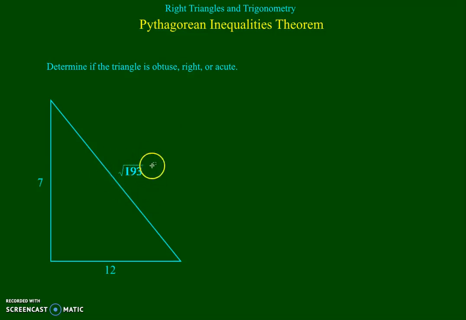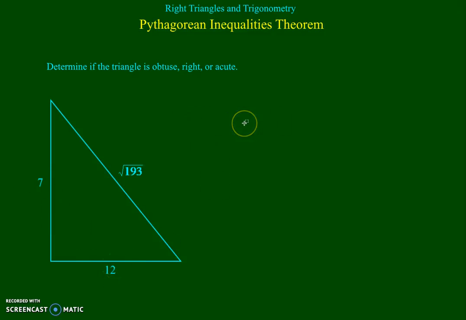We have this strange looking square root of 193, an odd number here, and two other sides. The first thing we have to do in order to apply the Pythagorean inequalities, or the converse of the Pythagorean theorem, is figure out which one of these is the longest side. Since this is 12 and this is the square root of 193, 12 squared is 144 and 13 squared is 169. So you know that this side length has to be bigger than 13. So the square root of 193 is going to be bigger than both of these two.